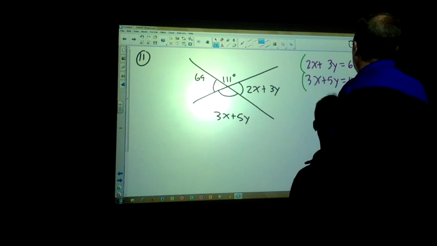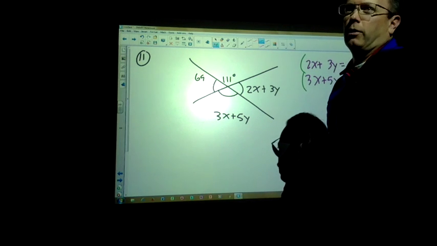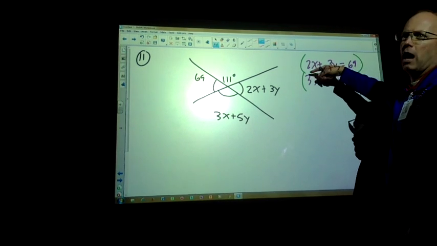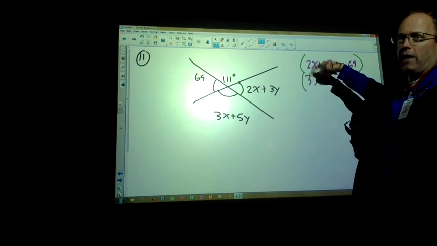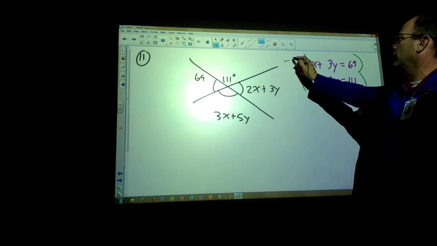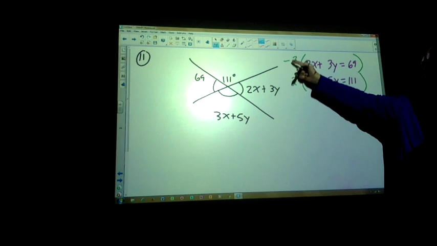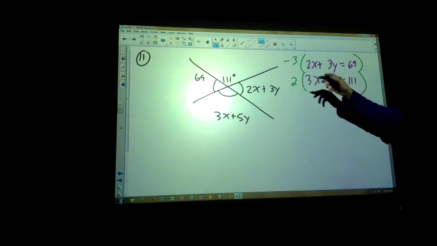So I'm going to multiply. What would you like? First off, what letter would you like to get rid of first? Y. X, okay? So the smallest number that X has in common, one of them has to be negative, right? So make a negative 3 on top and a positive 2 on bottom. If I made this negative down here, that positive is still going to work the same. Okay, so distribute on top.